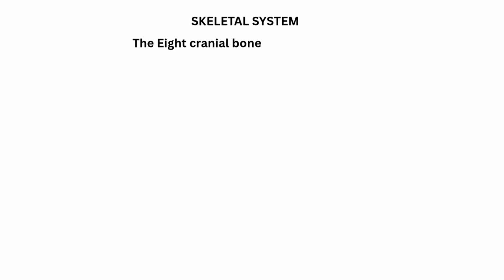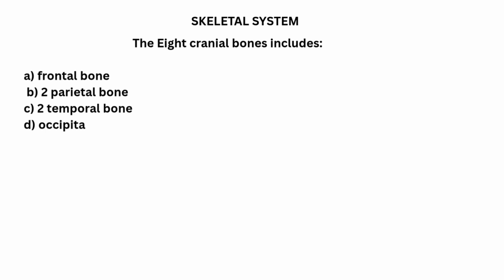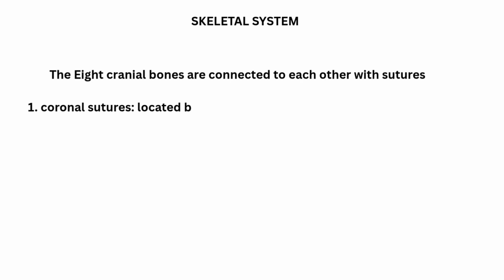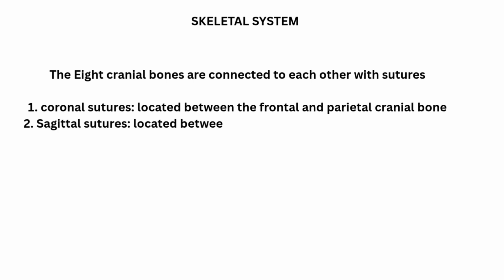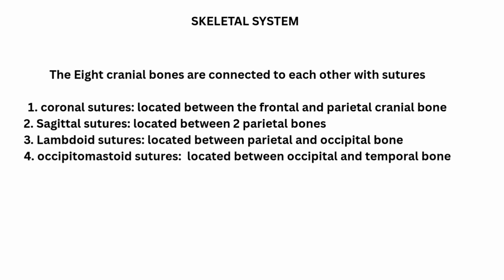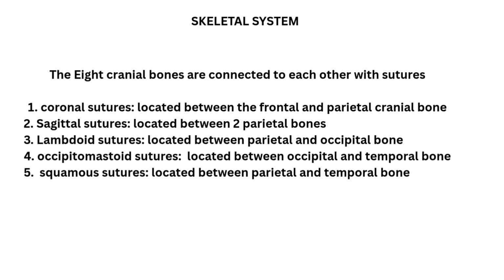The 8 cranial bones include frontal bone, 2 parietal bones, 2 temporal bones, occipital bone, ethmoid bone, and sphenoid bone. The 8 cranial bones are connected to each other with sutures. 1. Coronal sutures, located between the frontal and parietal bones. 2. Sagittal sutures, located between the 2 parietal bones. 3. Lambdoid sutures, located between parietal and occipital bones. 4. Occipitomastoid sutures, located between occipital and temporal bones. 5. Squamous sutures, located between parietal and temporal bones.